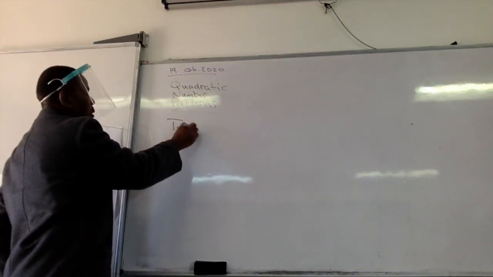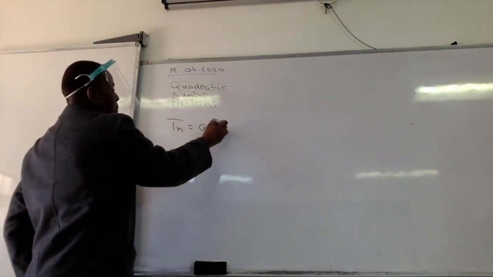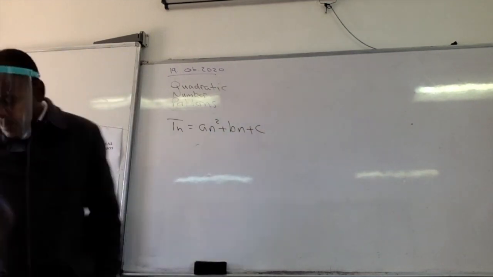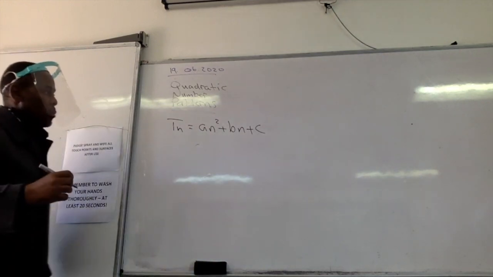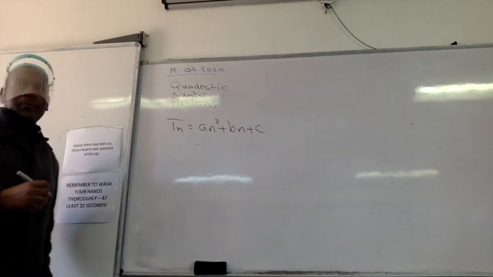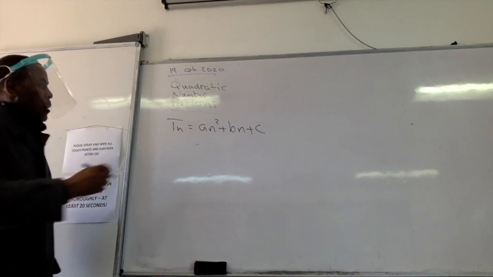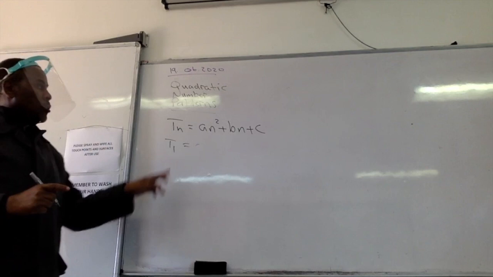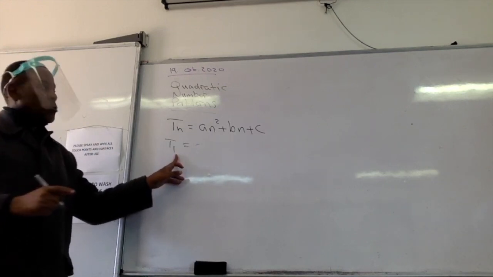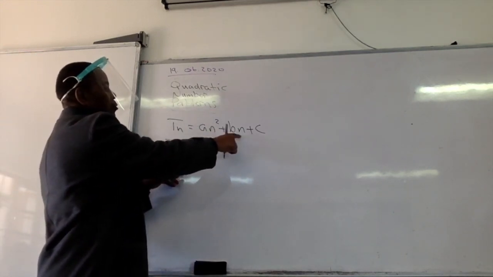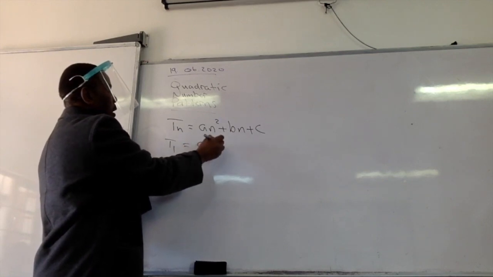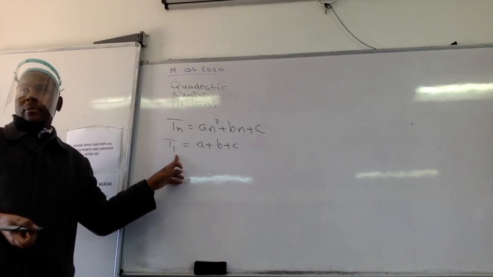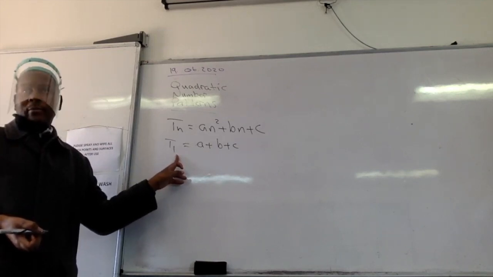The formula for the quadratic number pattern is given by Tn equals an squared plus bn plus c. So if you want to find T1, you need to put n equal to 1. If I put n equal to 1, I will end up with a plus b plus c. Are you happy with that one? I'm just putting n equal to 1.